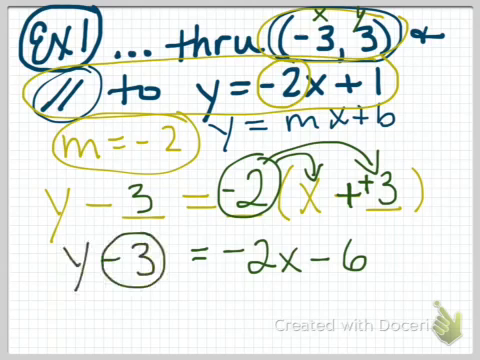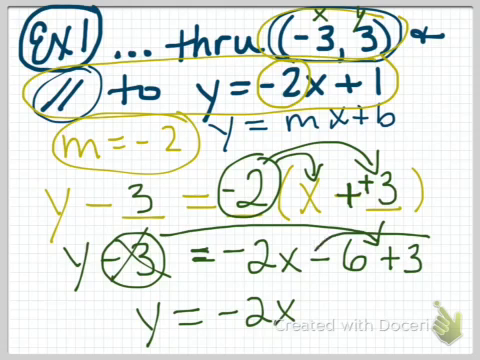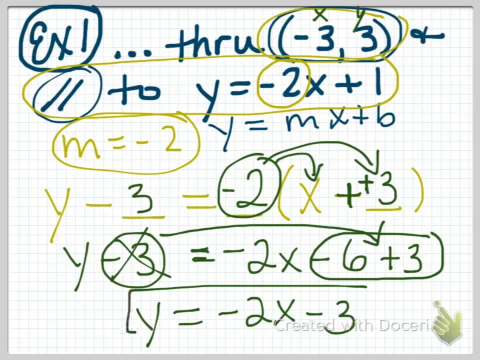We've got to pick this guy up, toss him to the other side, and remember, when he crosses the equal sign, he becomes positive. Gone now, so we have y equals -2x. We have this -6 plus 3 that we can combine, and that would give us -3. And that's the equation we're looking for. Did you get it right?